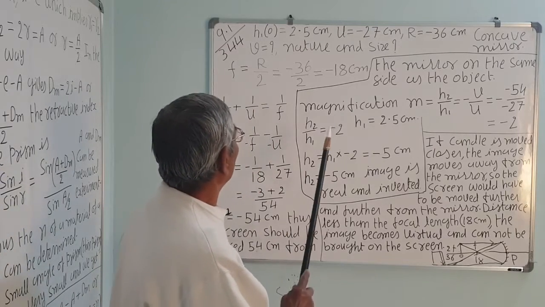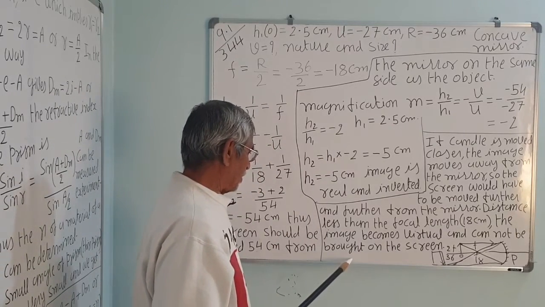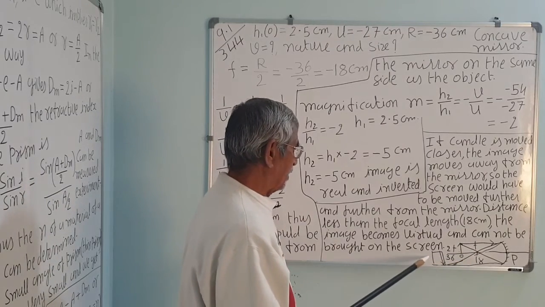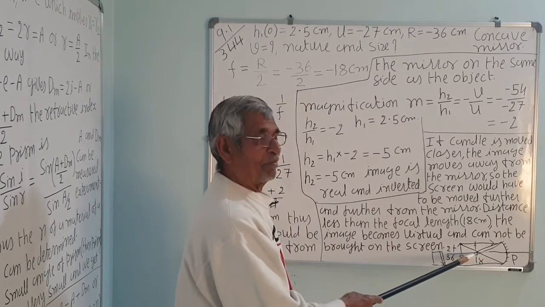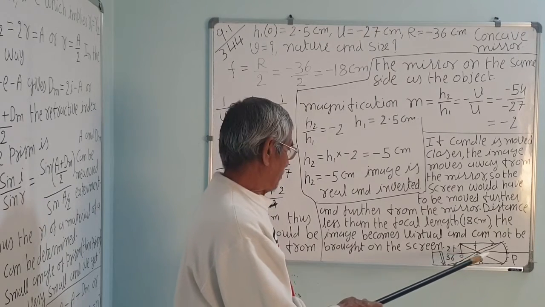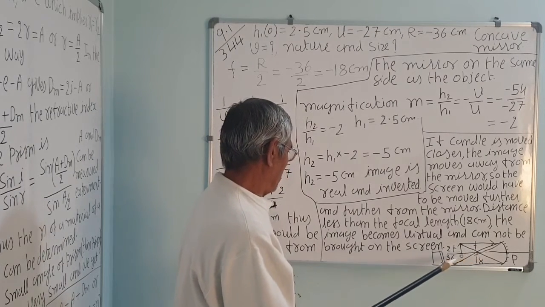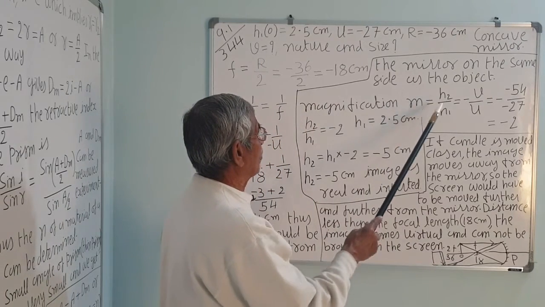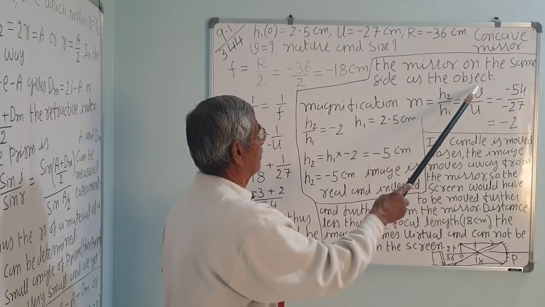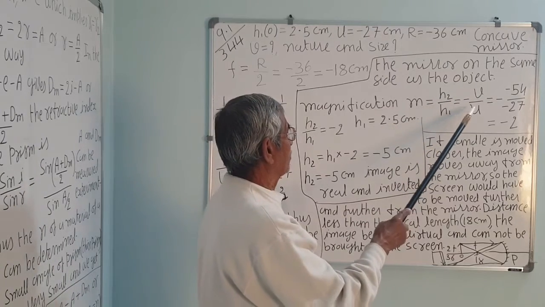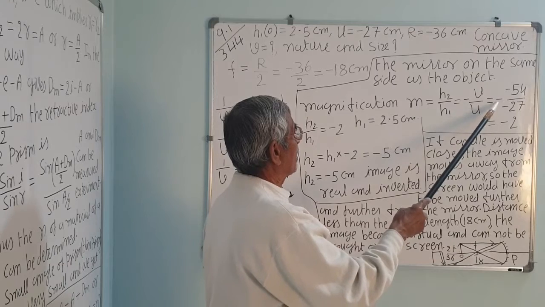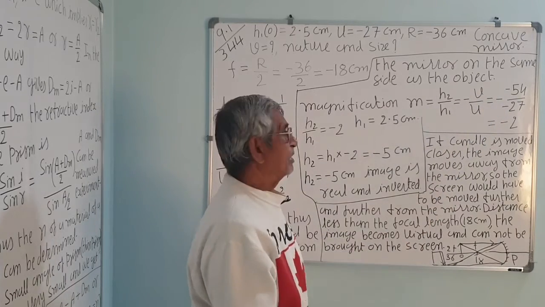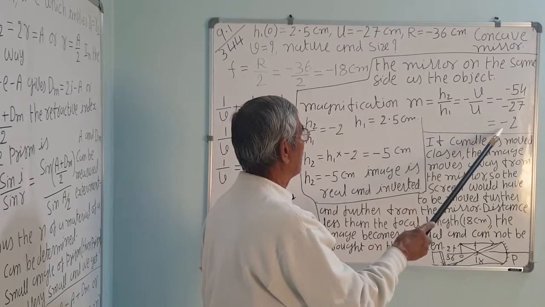So, now you know when the object is at infinity, the image will be at F. If you bring it nearer, then the image will go bigger and bigger, in the case of a concave mirror, remember it, correct. Now magnification M is equal to H2 upon H1, that is minus V upon U, we know. This is the formula for a mirror, and that is equal to minus, and V is minus 54 and U is minus 27. So, again it will be minus 2.